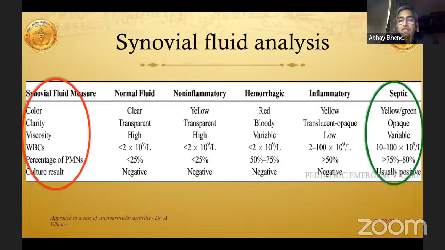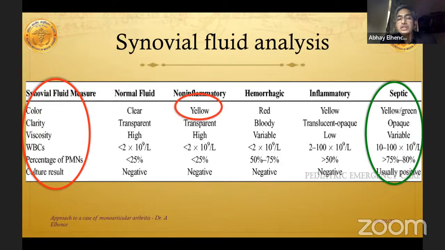But if you have on aspirate an infective focus, it will have a yellow or a green color. It will be opaque instead of transparent. The viscosity may be variable. There would be a very high content of WBCs in the synovial fluid, and the percentage of polymorphonuclear cells would be as high as 80%. And you would have a culture positive for these different situations.